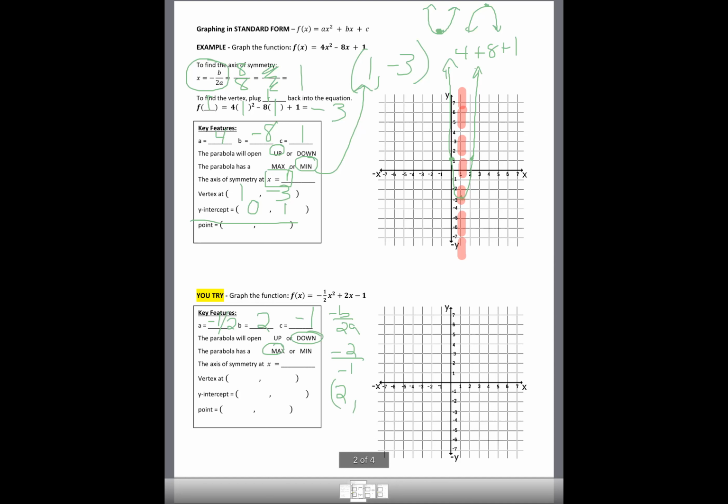So let's see. Oh dear. That's okay. Negative 2 plus 4 minus 1. So 1. Okay, so my vertex is at 2, 1. That means the axis of symmetry is at x equals 2. Remember, you need the whole thing, x equals 2. The y-intercept in this case will be at 0, negative 1. And I don't know what they want per point. Okay, so let's go ahead and graph it. 2, 1.